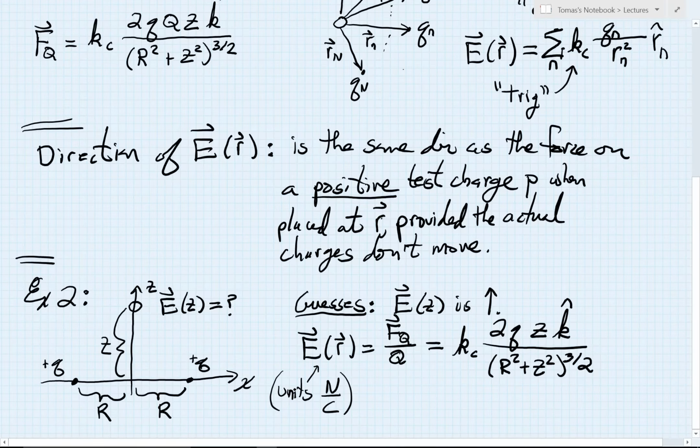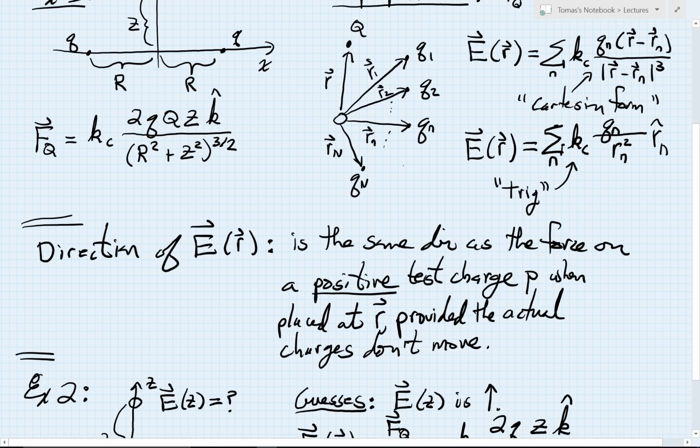Now, I would like to embark in earnest on the calculation of this electric field. Before we embark on any calculation, we always mentally want to review our options. Notice that we have two different options for calculating electric fields: the trig option and the Cartesian form option.